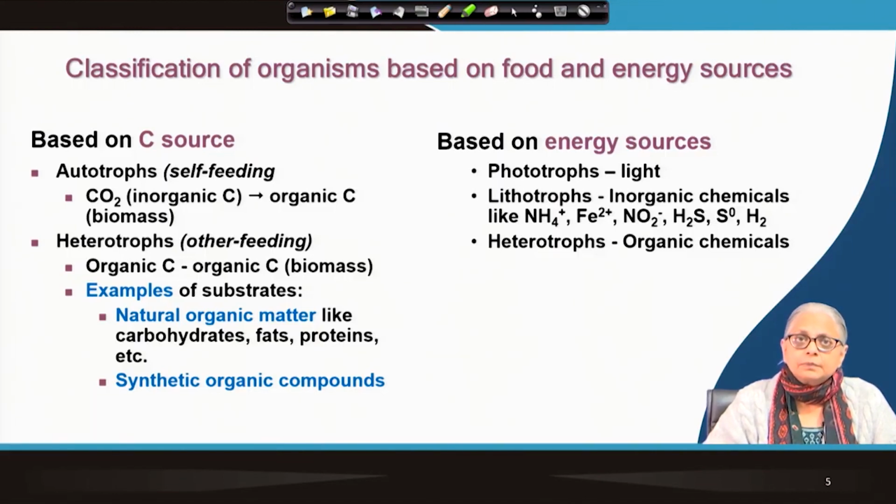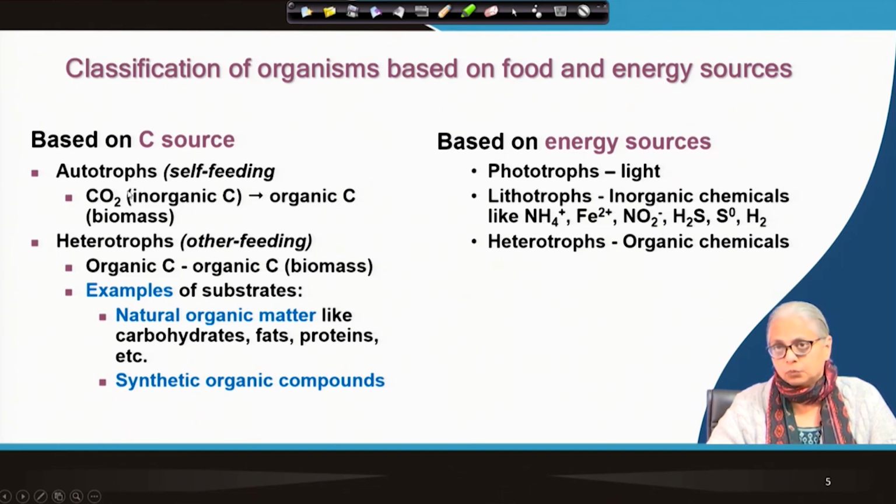So if I am classifying organisms based on food, or rather carbon source, we use two words: autotrophs, which means self-feeding. They do not use organic carbon from other sources or other organisms. They use carbon, inorganic carbon, mainly from the atmosphere. It can be from water as well. They can use inorganic carbon and convert it to biomass, which is organic carbon.